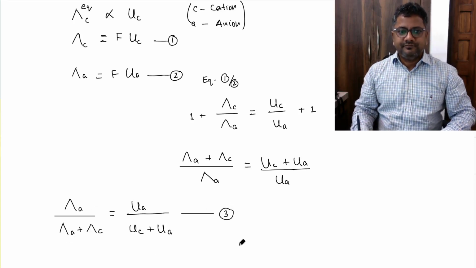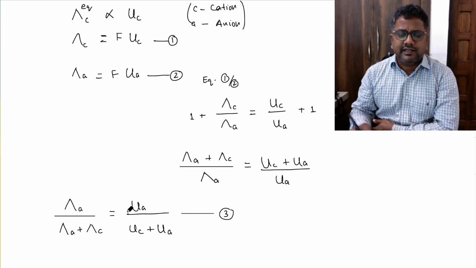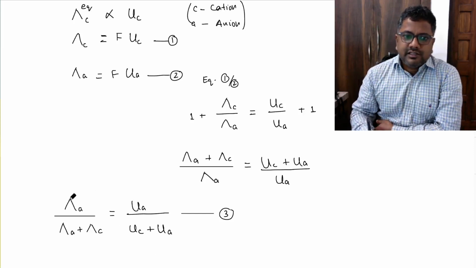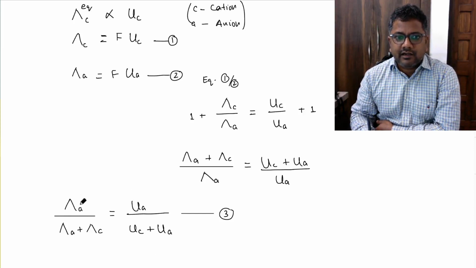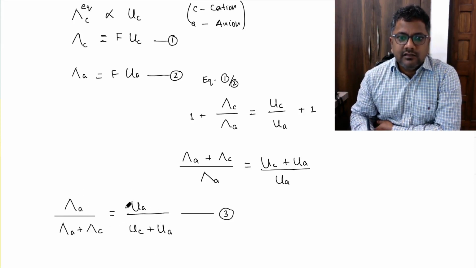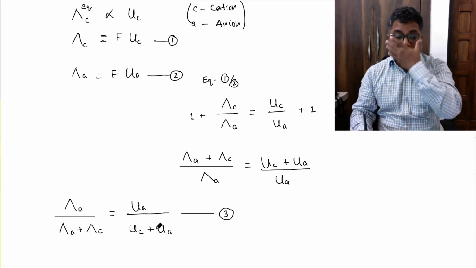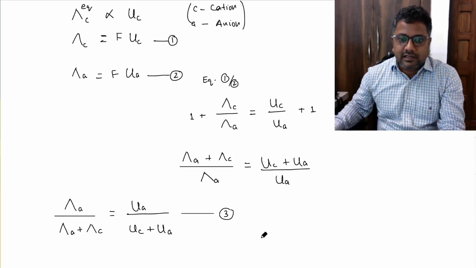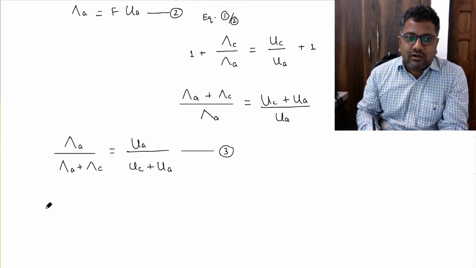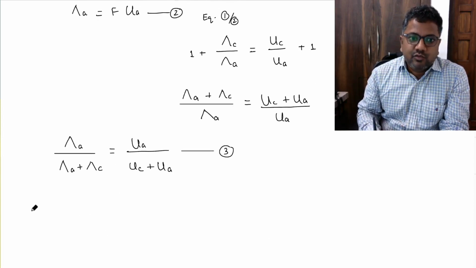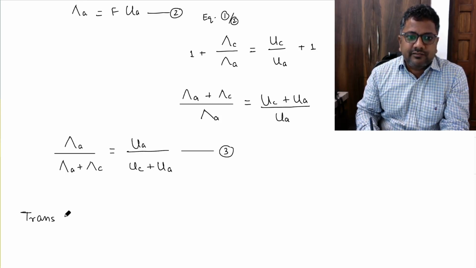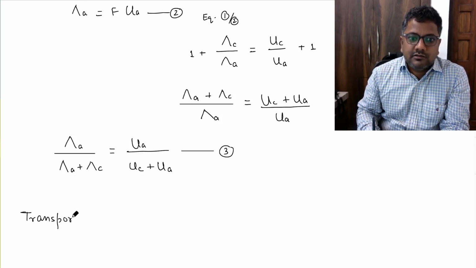Equation 3, right? So if you see, both the sides are dimensionless. This is the fraction of equivalent conductance shown by the anion, and this is the fraction of ionic mobility shown by the anion, right? So these two are fractions. So one more term we are using here, that is the transport number. As you know, the name itself indicates that transport number has no unit.